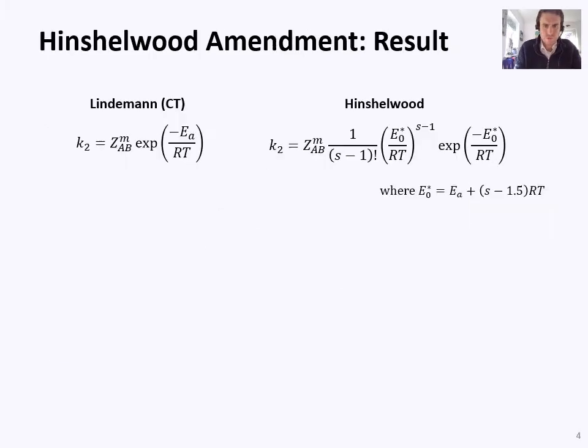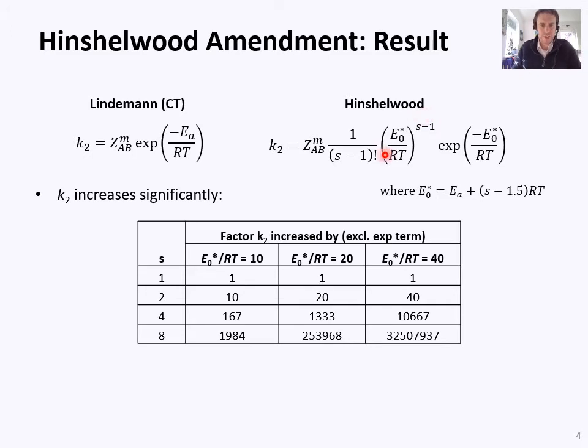So what's the result? The Lindemann theory that we've talked about so far is essentially just collision theory. You've got your Z and your F, which is just the exponential term. Hinshelwood brings in this additional term, which is dependent on the number of vibrational modes S. I've put a table together here showing different values of S, and the amount this term is equal to for a given ratio of energy over RT, where energy over RT is equal to 10, 20, 40.